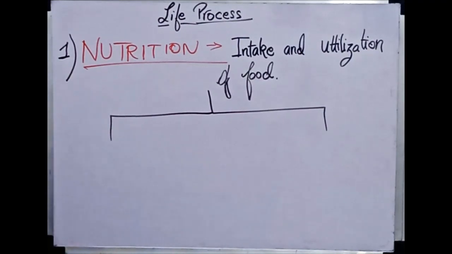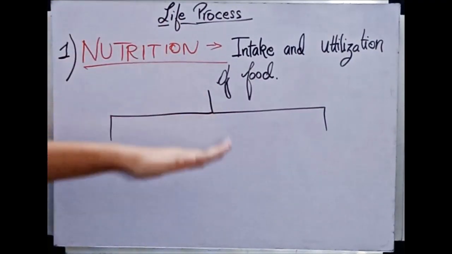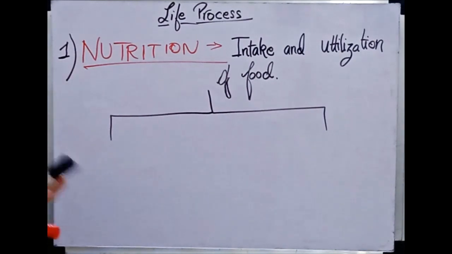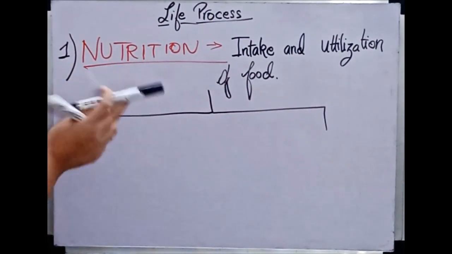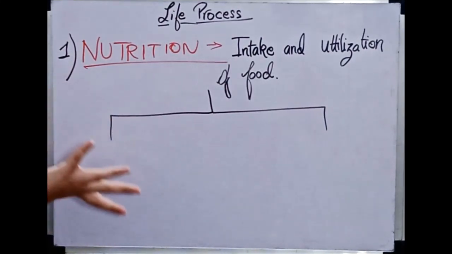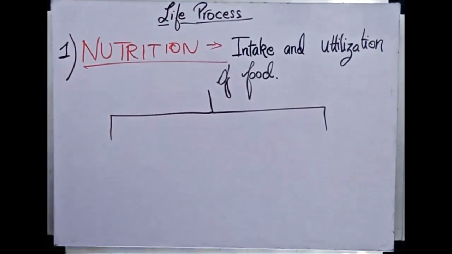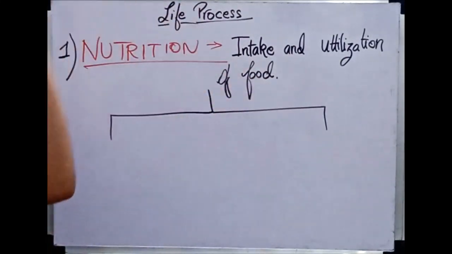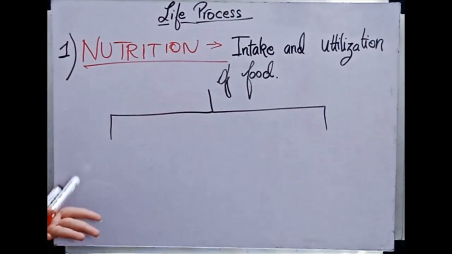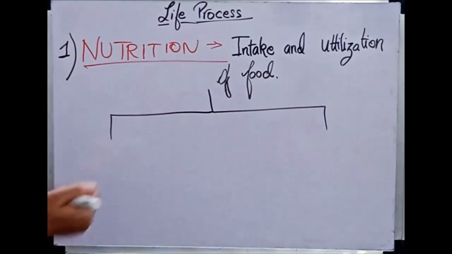Today we are going to continue with the chapter Life Process. The first process we are going to learn is nutrition. In nutrition, we are going to learn about basically the digestion of our food, how we digest food, and nutrition is nothing but the intake and utilization of food. Eating food and utilizing it means using it to provide energy to our body to carry out the processes, right?